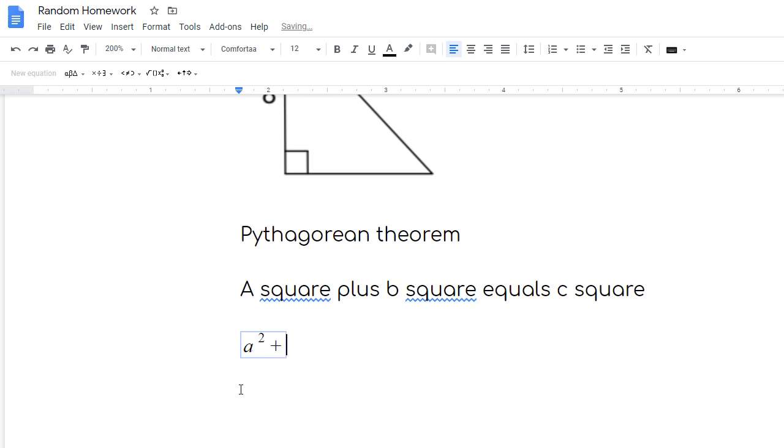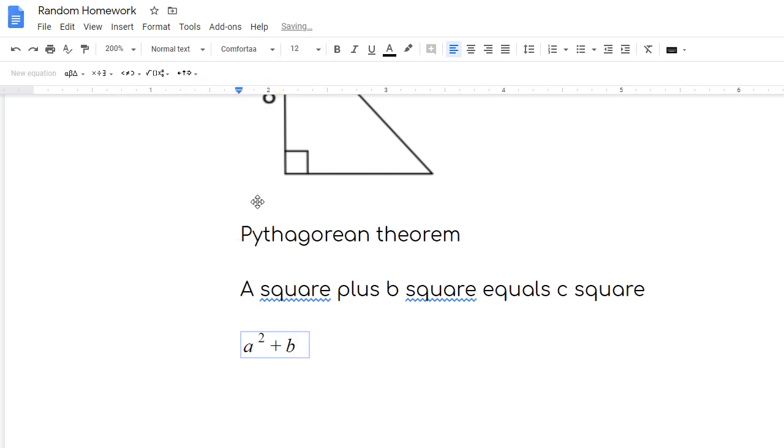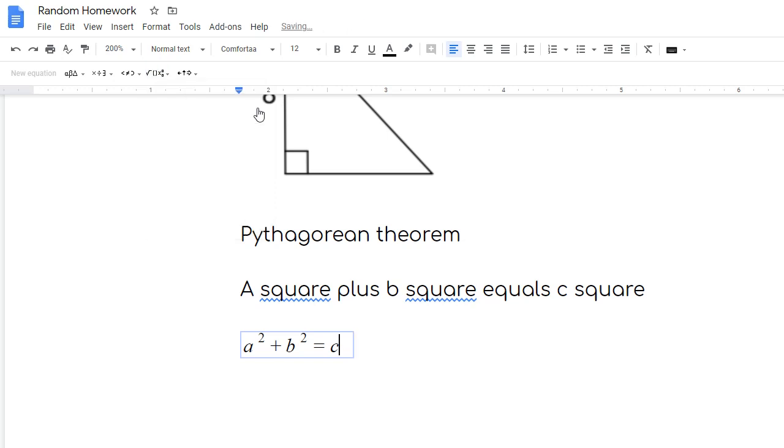Plus, b square, same thing: press b, go up to math operations, exponent, right arrow key, type a 2, right arrow key to bring you back down, equals c squared. For c, I need the square, so back to math operations, exponent, right arrow key, type a 2, and you're done. A squared plus b squared equals c squared.